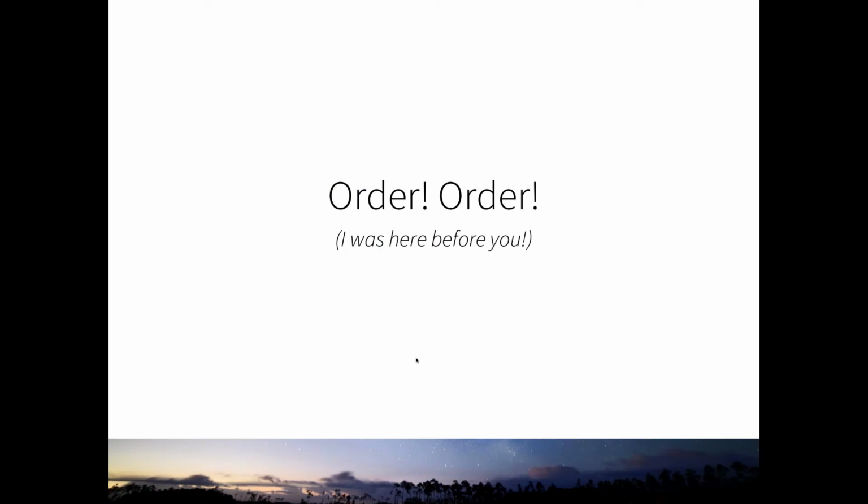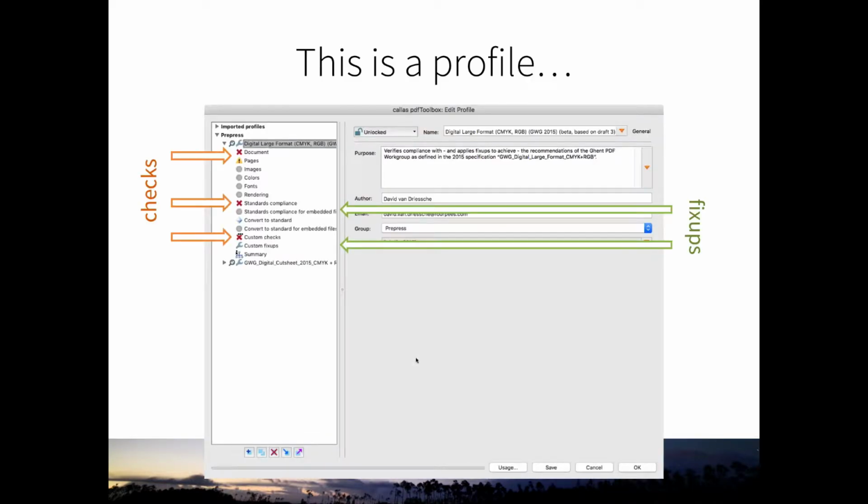But let's move on to the second item, and that is an item about order, and more specifically, order of execution. Why is that even a topic? Well, it's a topic because of this. This is a profile. It doesn't really matter which profile it is, but on the left-hand side, you see all of the different categories of stuff that is used in that profile.